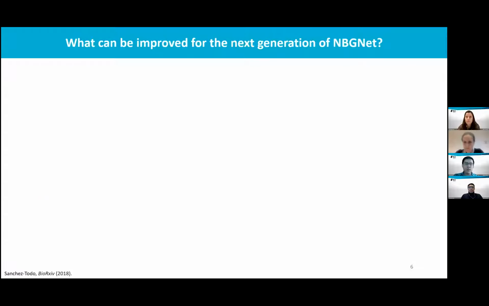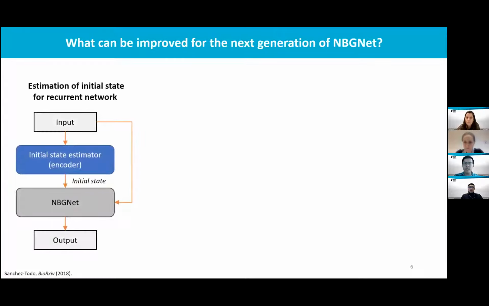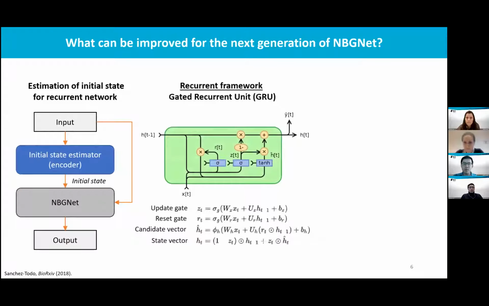So how can we improve for the next generation of MBGNet? So first, for a recurrent neural network, the initial state value is important. So we add an initial state estimator in order to estimate suitable initial state values for our MBGNet. Second, a simple recurrent neural network may encounter the vanishing gradient issue. To address that, a gated recurrent unit, GRU-based recurrent structure is adopted in the MBGNet.